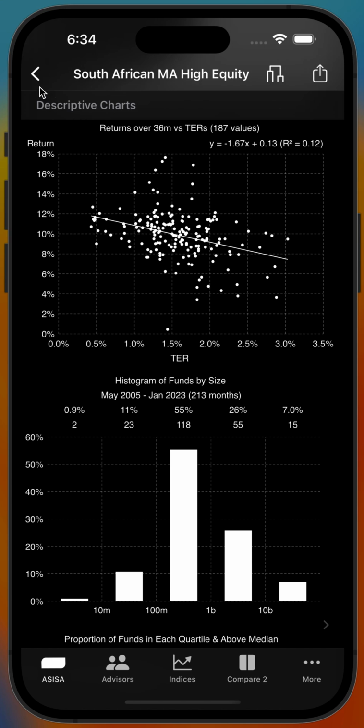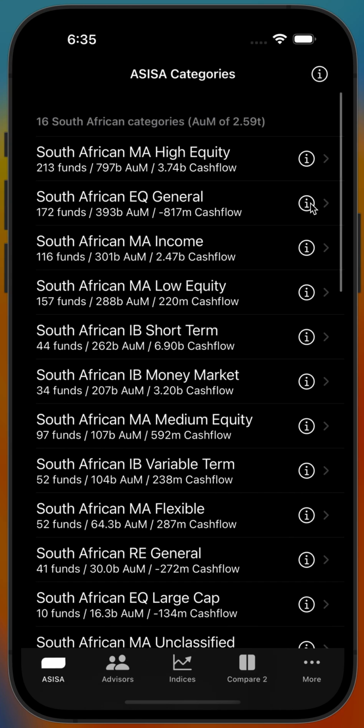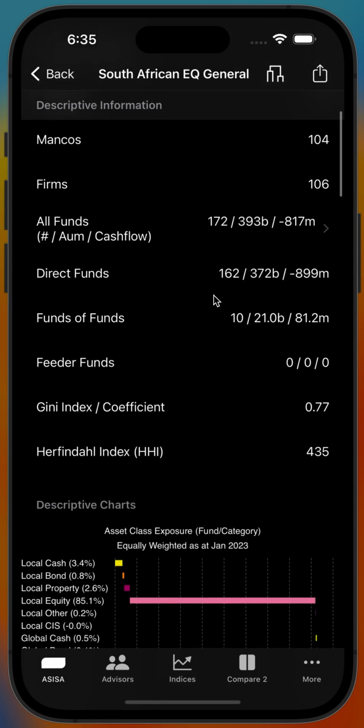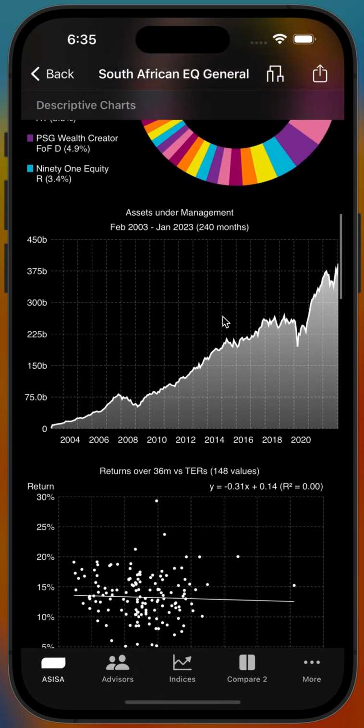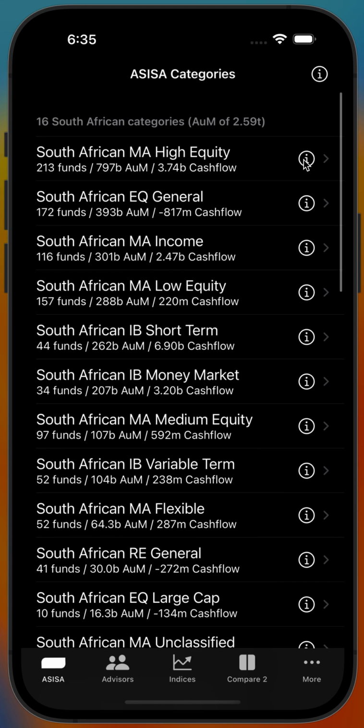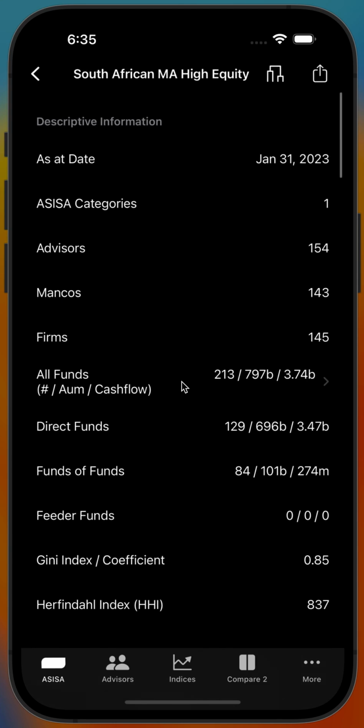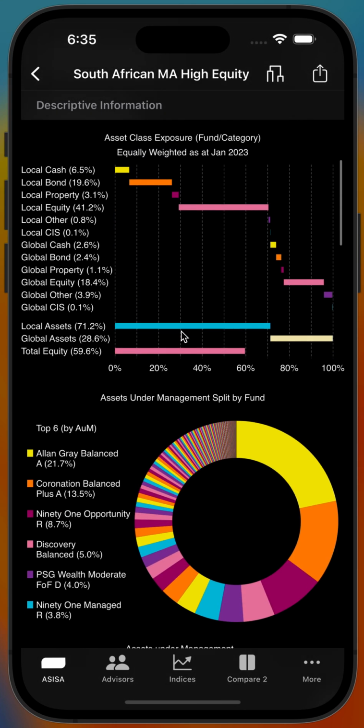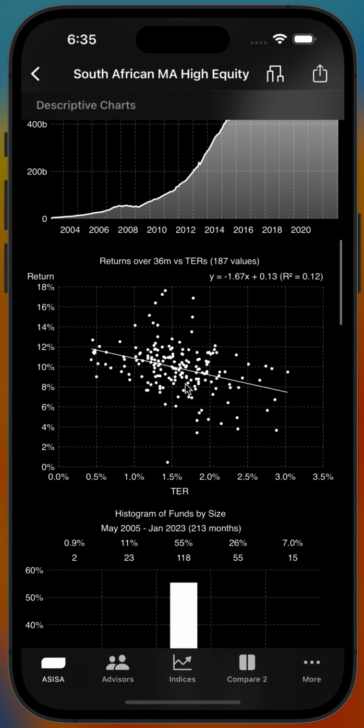And you could see for another category that, let's take the general equity category, that relationship may not even exist. So there you go. It's pretty much a flat line, and the R squared for the regression of 0 is pretty much telling you there is no relationship. So let's just go back there and see what other charts we've got here.